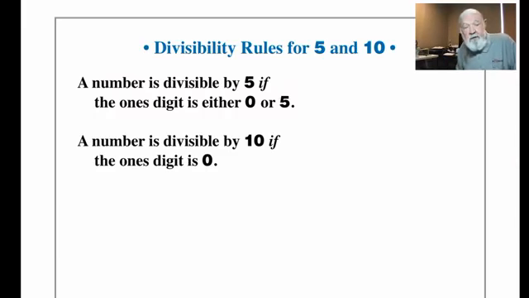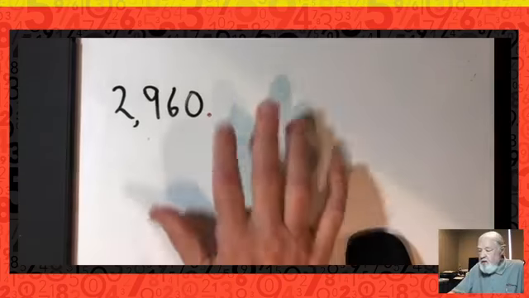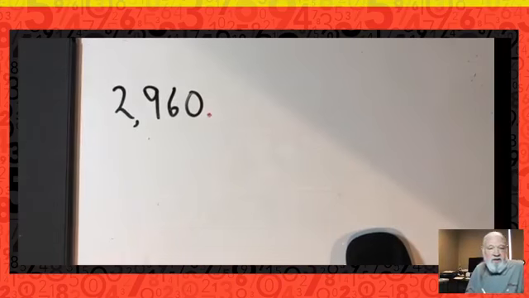Okay, and for 10, pretty straightforward strategy. If the last digit is a 0, 10 is a factor. So that's about the cleanest rule that we have. Let's take a look at an example here to round this out. So 2009-60, is that divisible by 5? Certainly, because it ends with a 0. Is it divisible by 10? Certainly, again, because it ends with a 0.